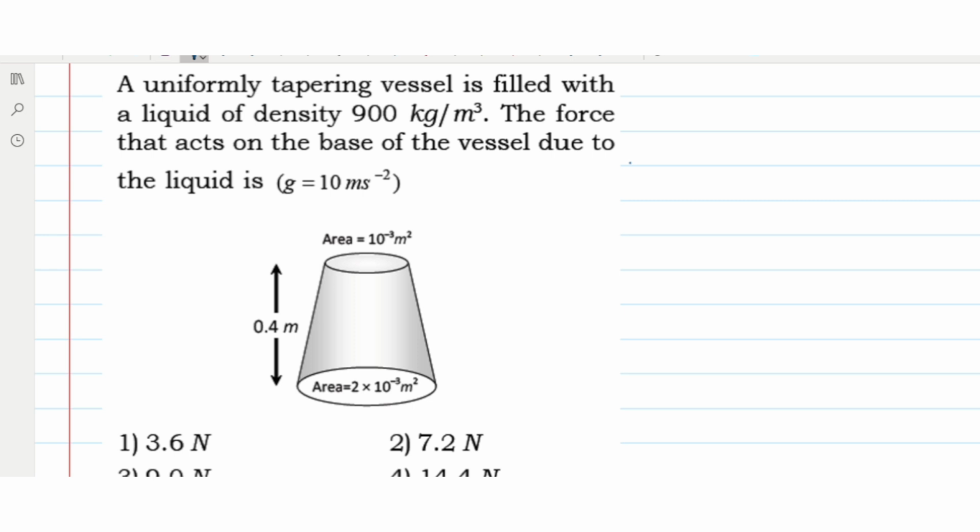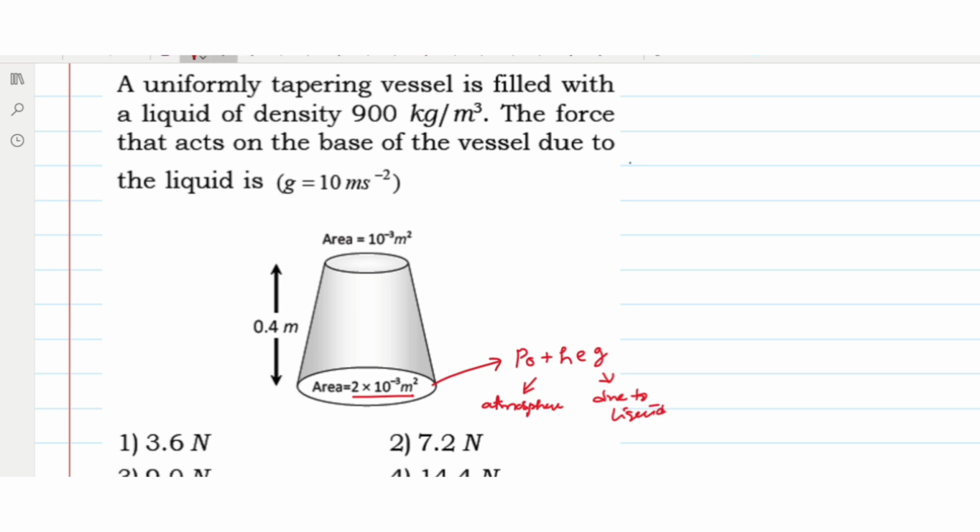So here, the pressure at a depth formula. The area of the bottom of the vessel is given as 2 into 10 power minus 3 meter square, and the height is given as 0.4 meter. Here you can take the pressure at a depth formula, P equals P naught plus h into rho into g. This P naught is the pressure due to the atmosphere, and this other term is due to the liquid.